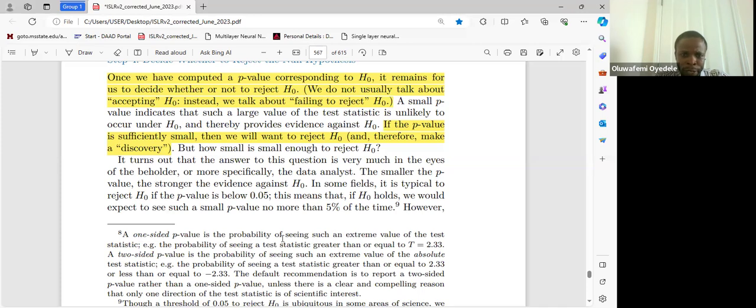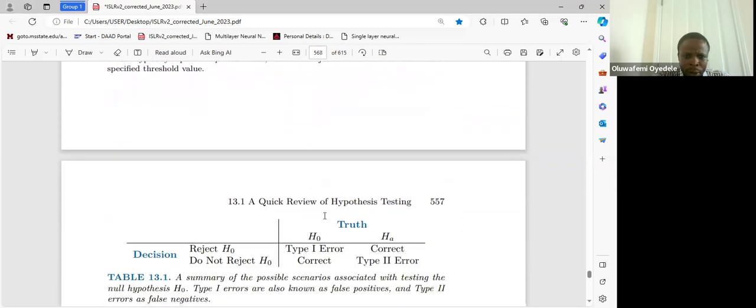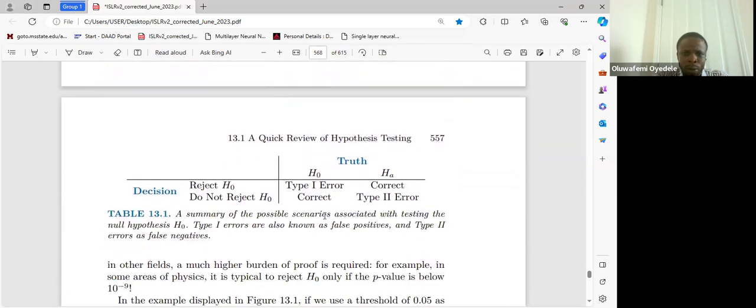But if in this case the p-value is greater than 0.05, what happens? We fail to reject the null hypothesis. So we have to retain the null hypothesis. I think they also gave us a decision rule.